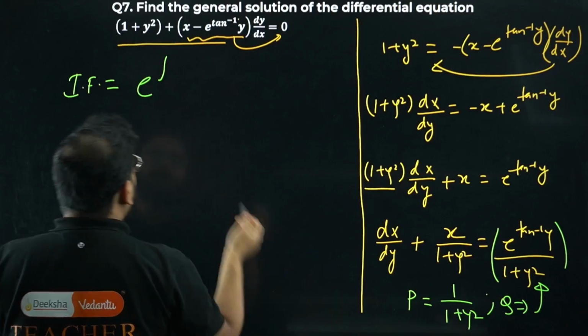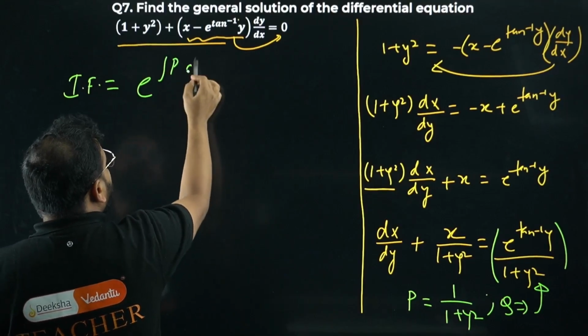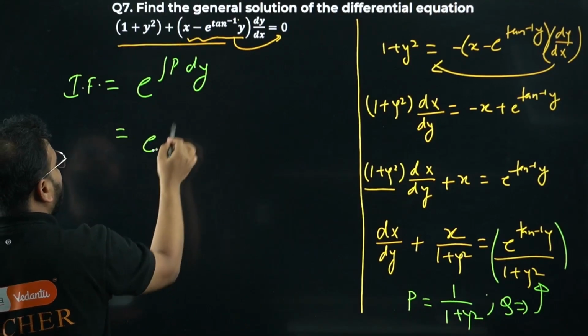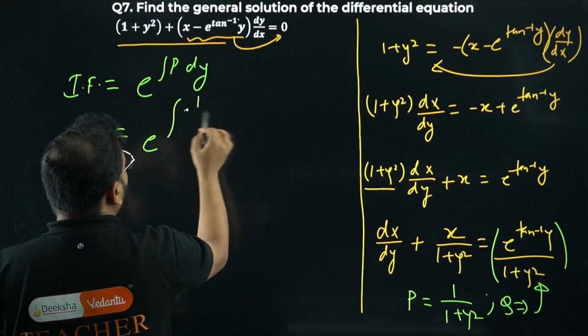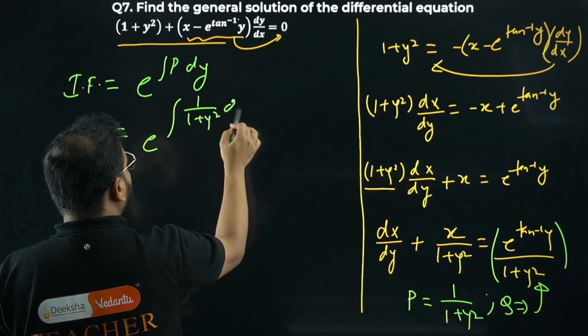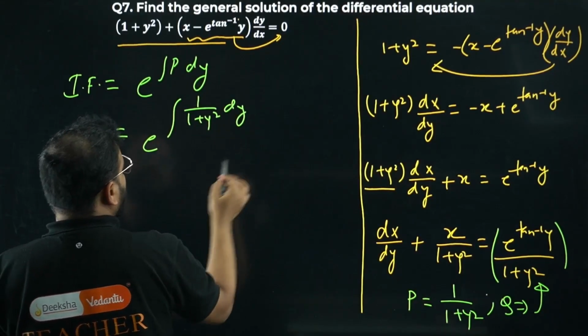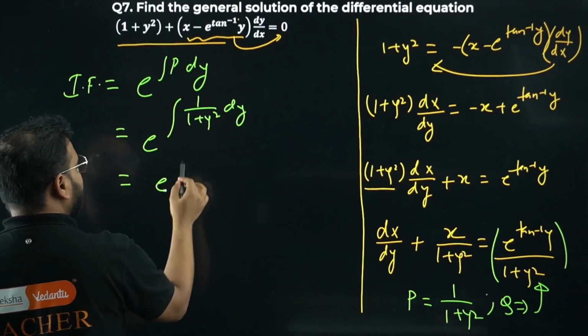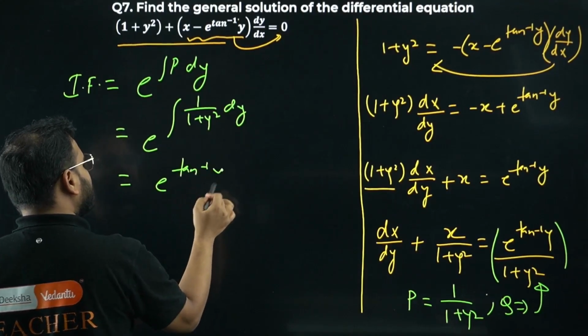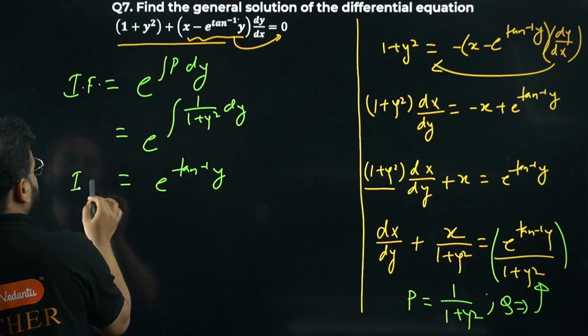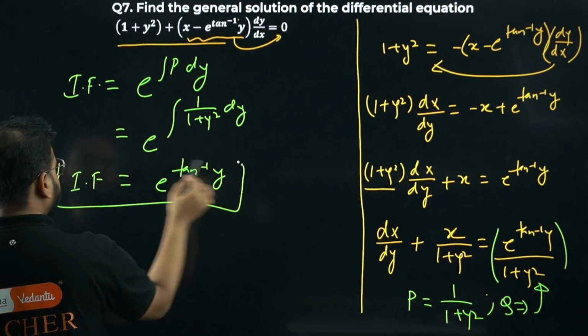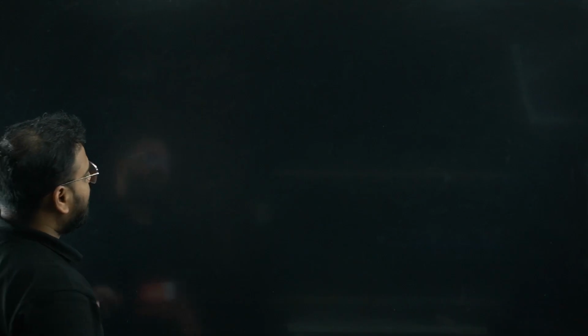We'll write here p dy will come. e power, what is this value? 1 upon 1 plus y square dy I have. So this will give me e power tan inverse of y. Okay, this is my IF. All right, so let me write the answer on this slide.